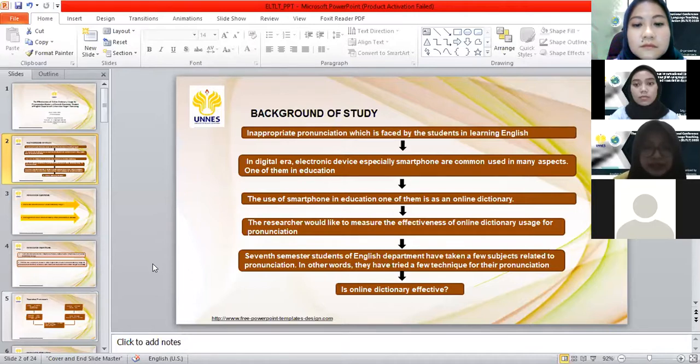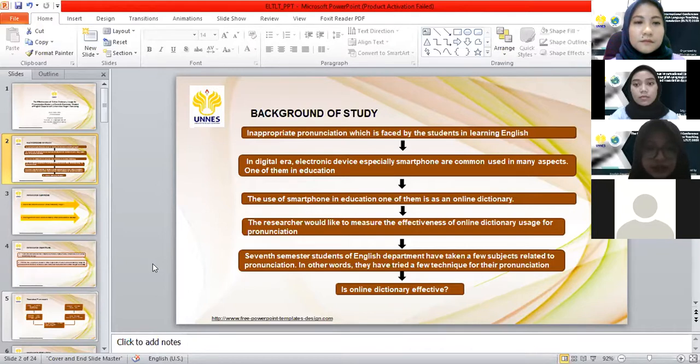And then the second reason: in the digital era, electronic devices, especially smartphones, are commonly used in many aspects, one of them in education. Based on data from kompas.com, from Asosiasi Penyedia Jasa Internet Indonesia, around 26% of Indonesian users use the internet up to 7 hours a day. It means that Indonesians bring smartphones with them almost every day.